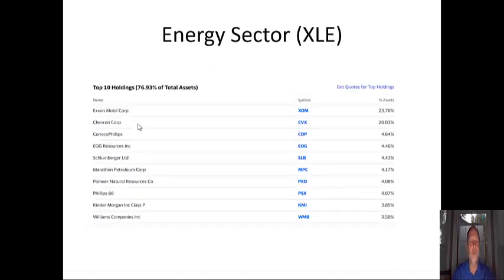If we look at the companies in the energy sector, there are again a lot of companies you have heard of probably: Exxon, Chevron, ConocoPhillips, etc. And the top 10 holdings are again 77%. So once again, highly concentrated. The smaller companies do not have a particularly large market cap.